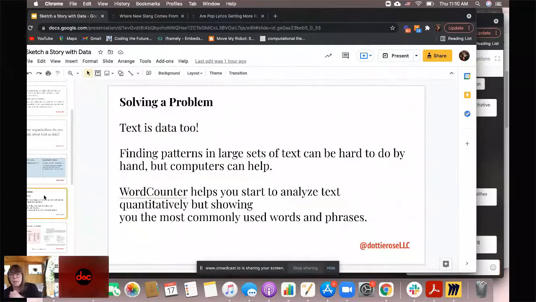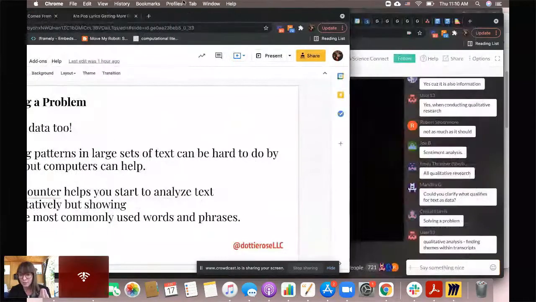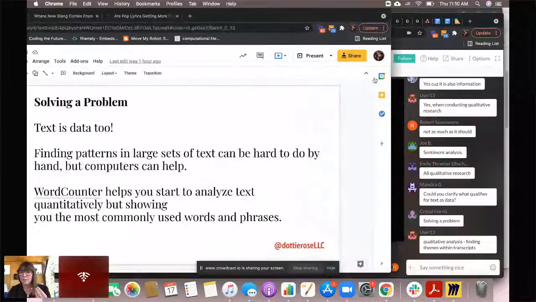So today we're going to do a little experiment here in just a second, but solving a problem. One thing that I find really powerful is that sometimes in our work, quantitative data can be considered the end game, the final number. But in real life, most of the time it is blended, those numerics blended with text or words, because text is data too. You all have already mentioned that in the chat. I love that you said it, because it's information too, which I think is fantastic.